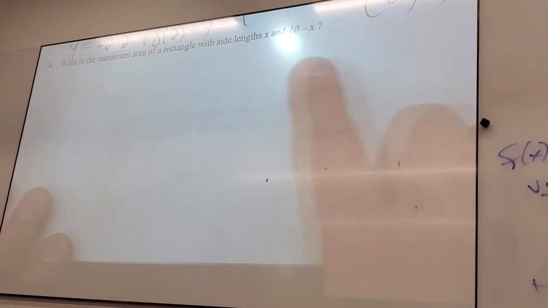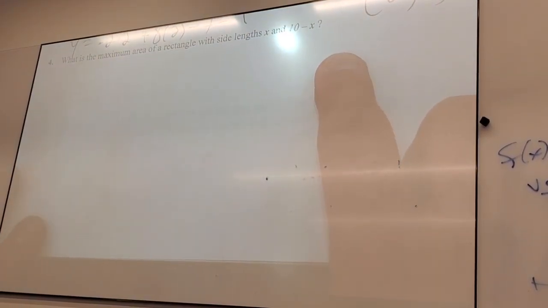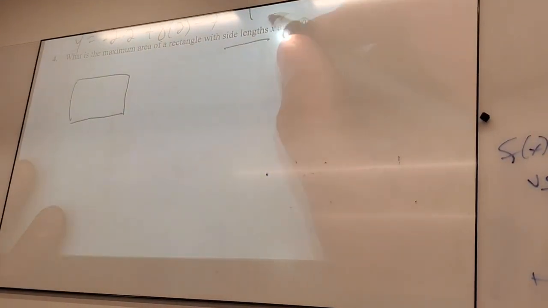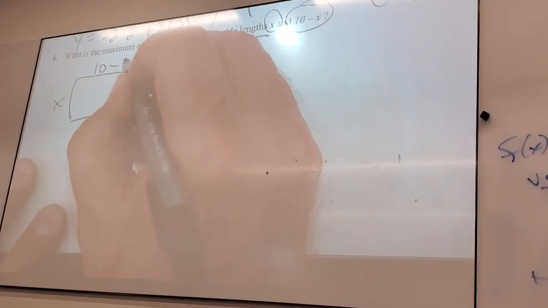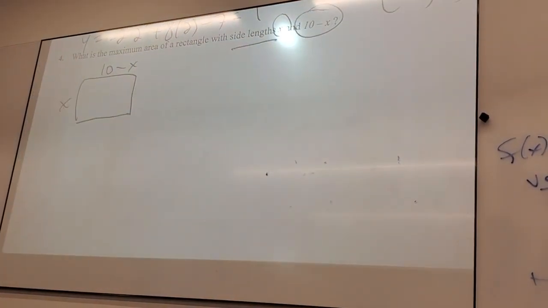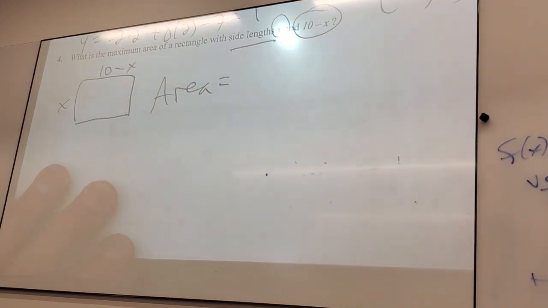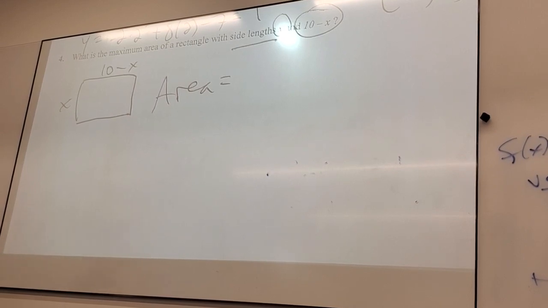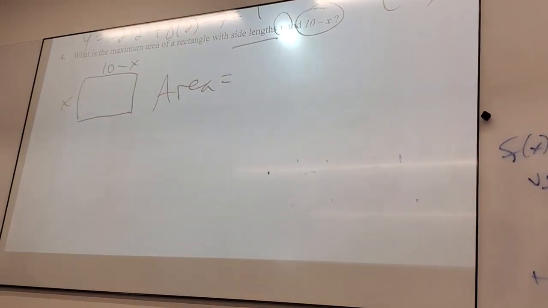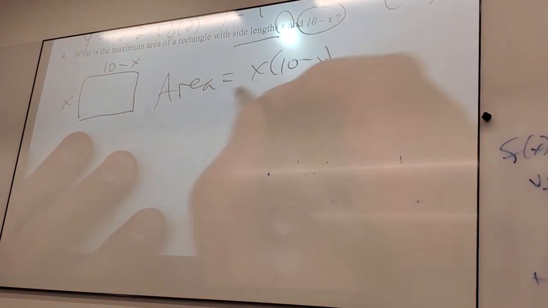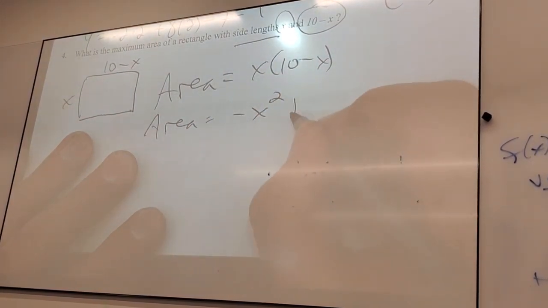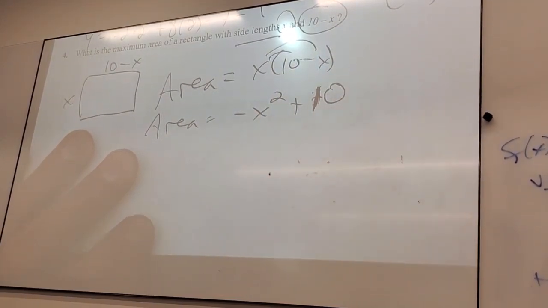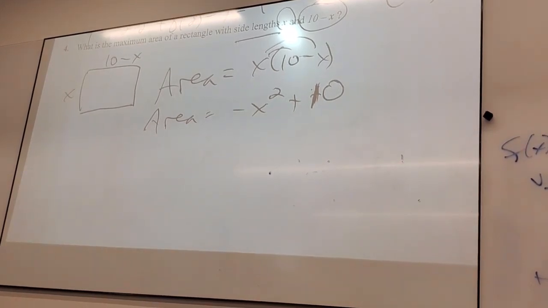All right. Does anyone try anything with this? Can you draw that? It's a rectangle with side lengths x and 10 minus x. What's the area of a rectangle? Length times width. So what do you get? x times 10 minus x. So area equals negative x squared plus 10x.